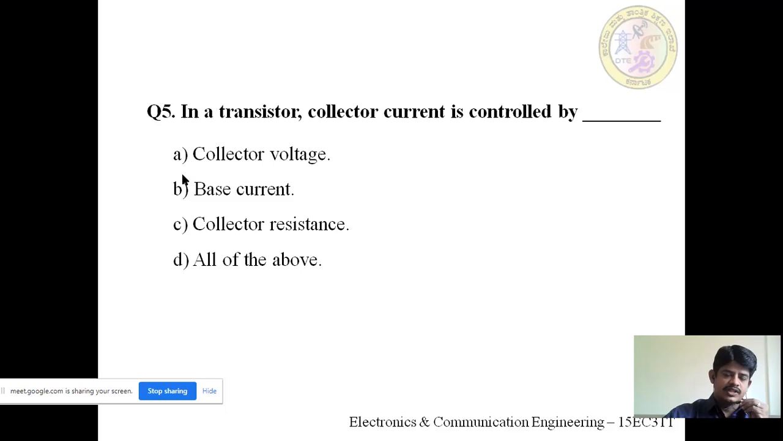See here. In the explanation I told you the switch will be on or off based on the base current. Whenever the base current is present, the switch acts like a closed switch, then there will be existence of the collector current. So that means it's completely controlled by the base current. If the base current is zero, collector current will be zero. When the base current is present, the collector current will also be present. That indicates that collector current is controlled by base current. So option B is the correct answer.